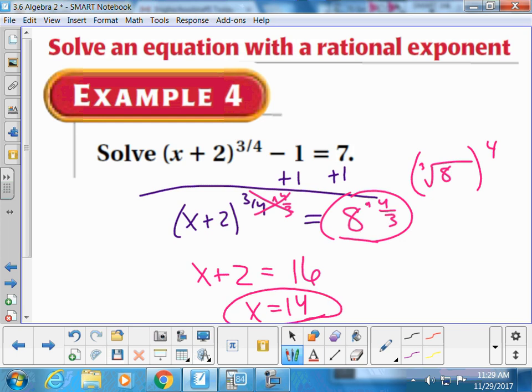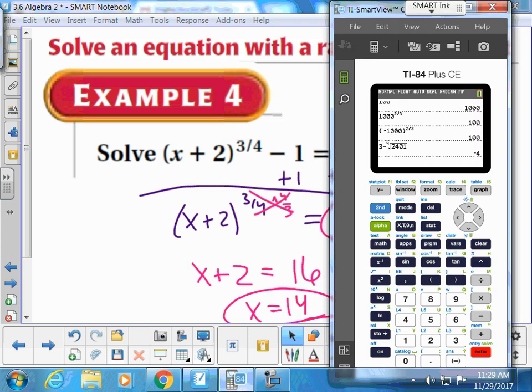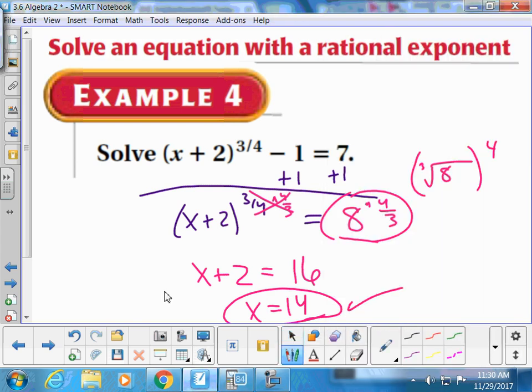So you got 14. Did you end up checking yourself? I'll check myself super fast with my calculator. 14 plus 2. We're going to take that to the 3/4 power. And then we're going to subtract off 1. Cross your fingers that we get 7. Good. So our answer is verified.